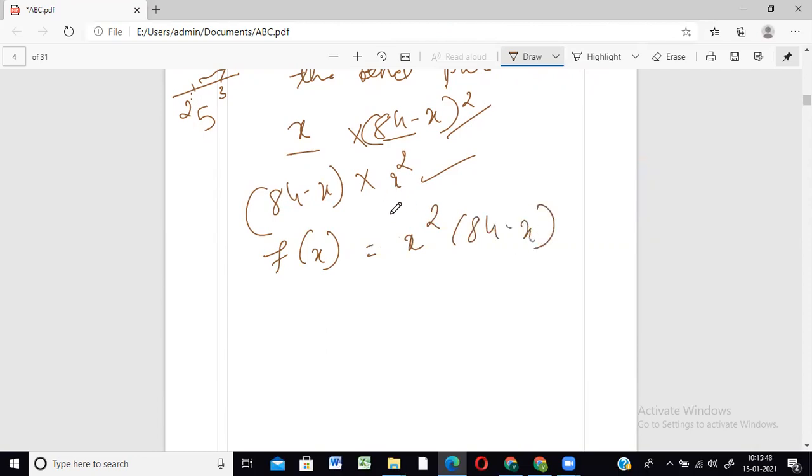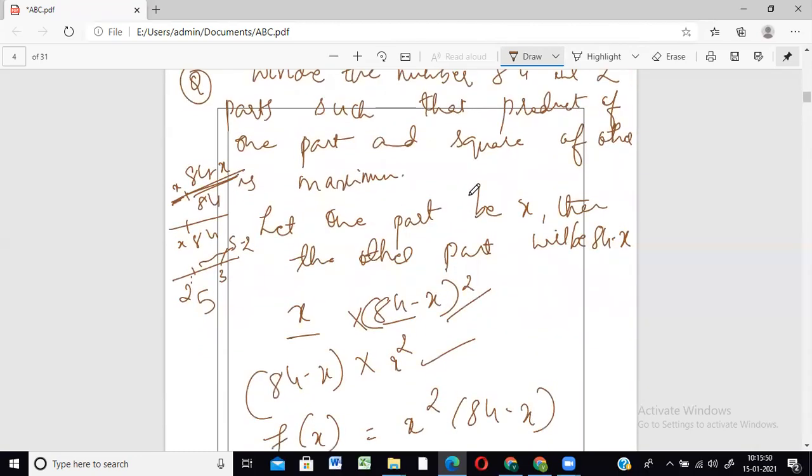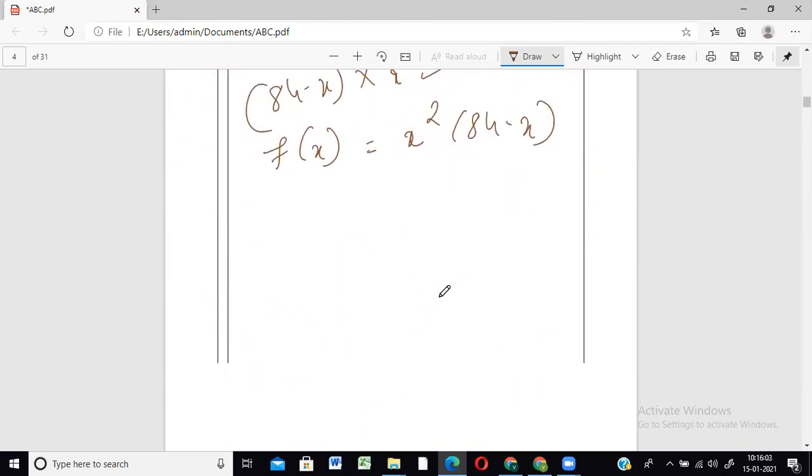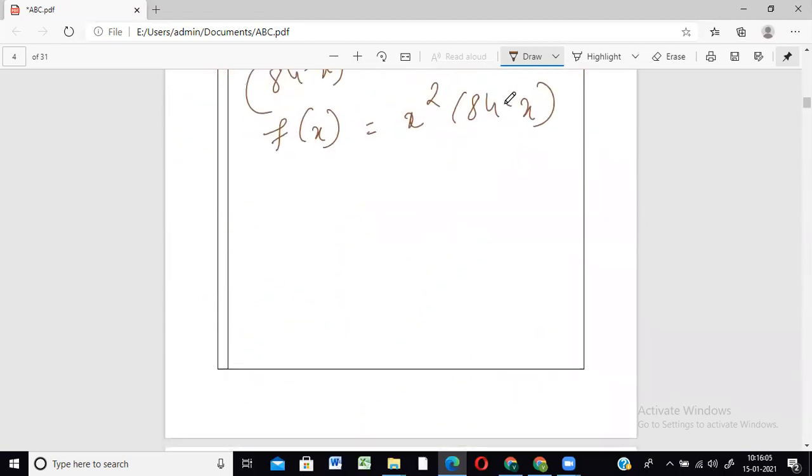I hope this is clear to everyone, because here they are telling you the product, meaning multiplication, of two things. What are those two things? One part, and the square of the other part. So this was one part and this was the other part. So we have taken this part and its square, or you can take the other one too. That's also okay. So this is the function that we have.